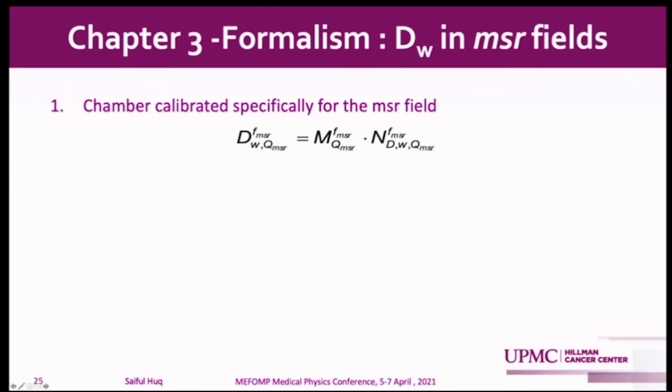So if standard labs can give you an N_D,w,Q for your beam quality Q_MSR, then the absorbed dose to water at the reference depth in water under reference conditions is simply given by this equation. Dose is M times N_D,w. M is the charge reading under reference conditions for the f_MSR field and beam quality Q_MSR, corrected for the influence quantities. And D is the absorbed dose.